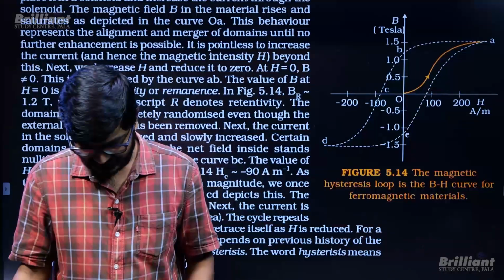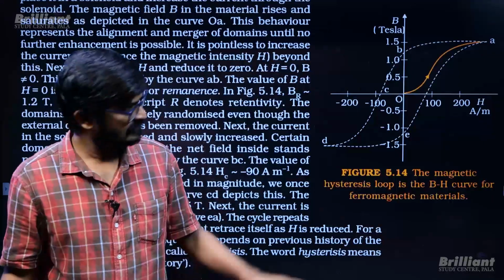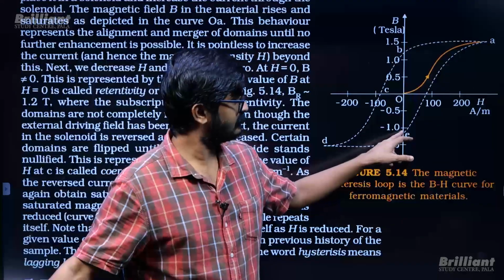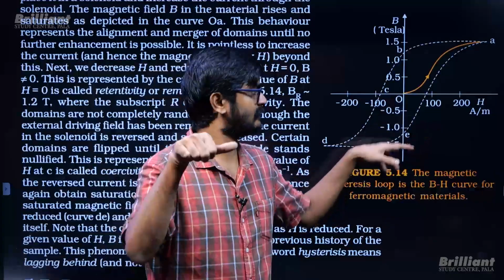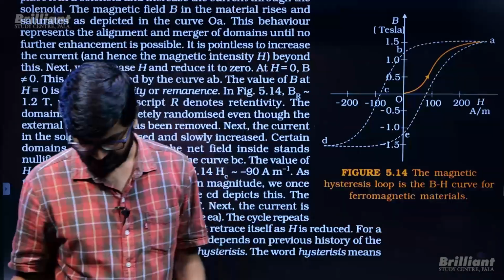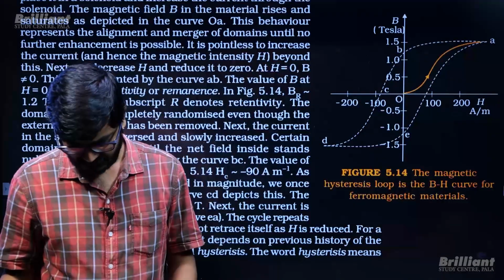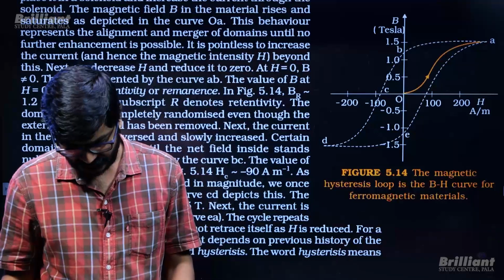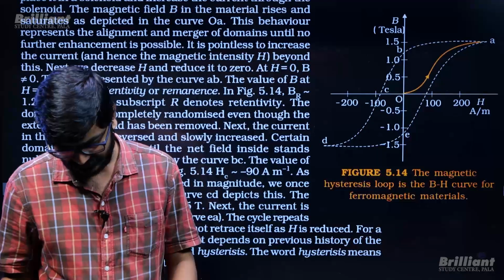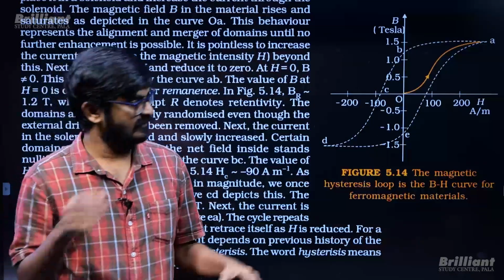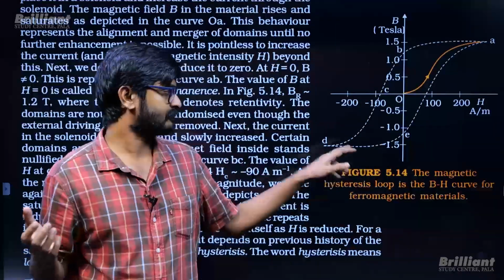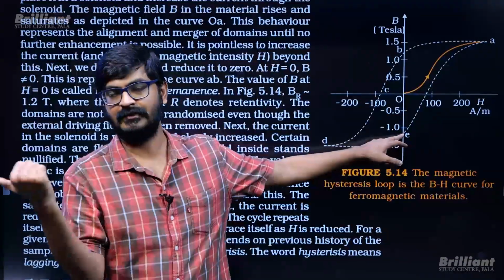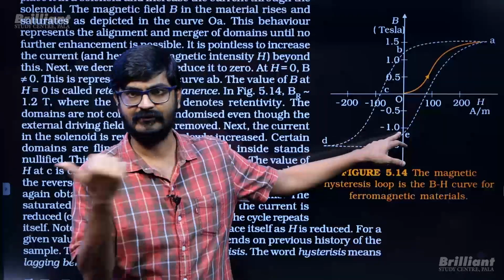Next, the current is reduced and again it is reversed. Again you are creating some current in this direction. The cycle repeats itself. Note that the curve OA does not retrace itself as, okay, anyway, we'll see this thing. So what we did, we made applied magnetic field 0, still overall magnetic field is in this direction.